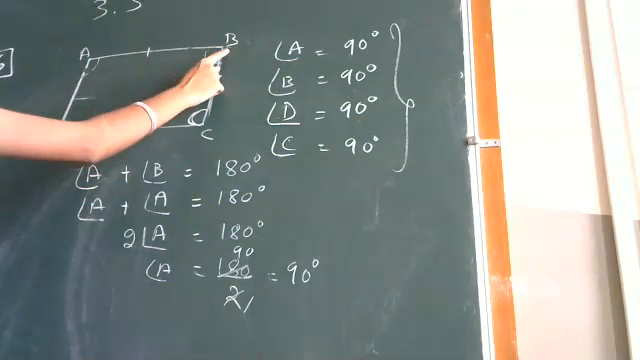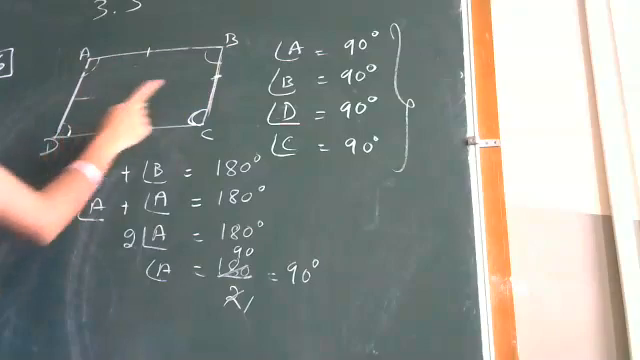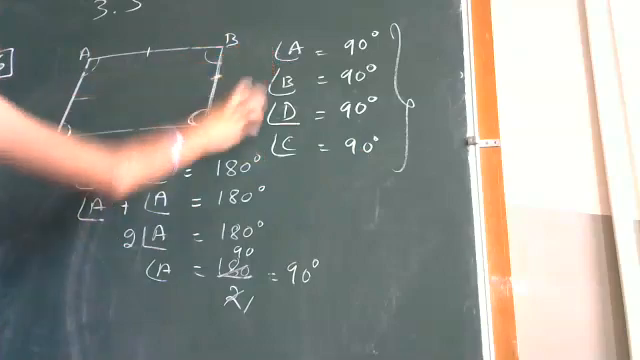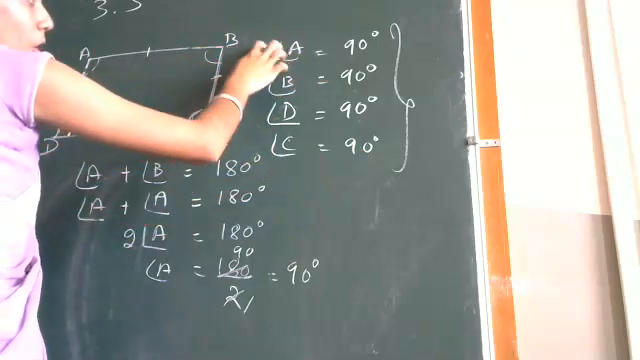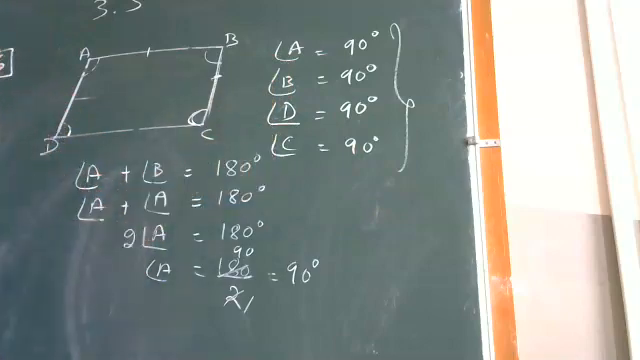Then what is the vertically opposite angle to B? For B we have D. So if B is 90, then D also has to be 90. So we found out all the angles. The sum of all the four angles is 360. So each angle measures 90 degree. Okay.